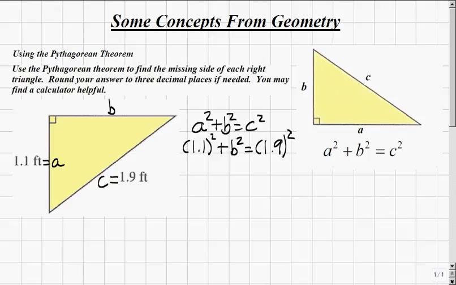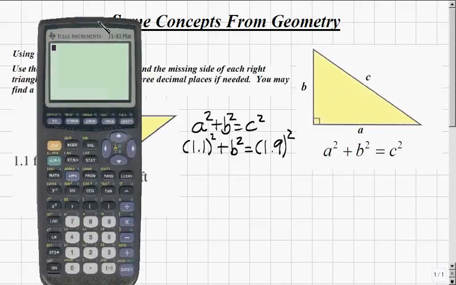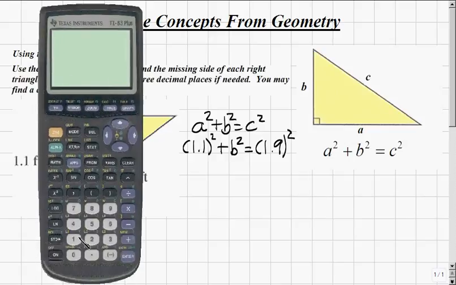1.1 squared means 1.1 multiplied by itself. So on a calculator, we'll turn it on and hit 1.1 squared. Enter. 1.21. So 1.21 plus B squared equals, and then 1.9 squared. 1.9 squared becomes 3.61.